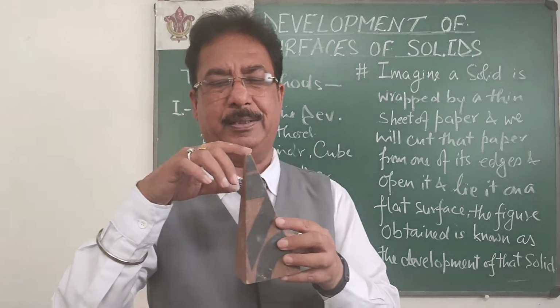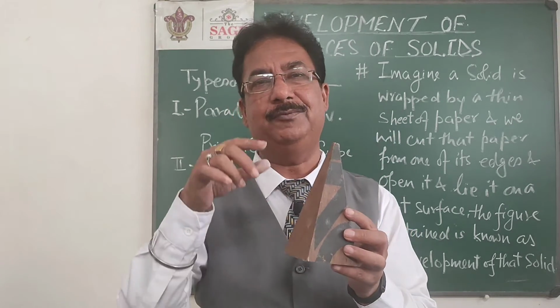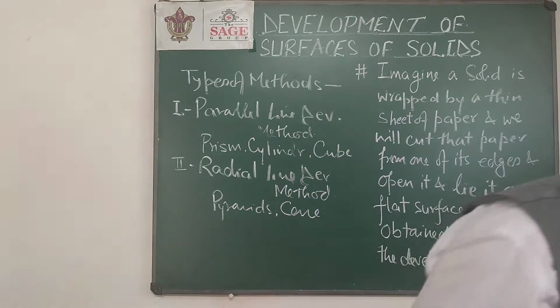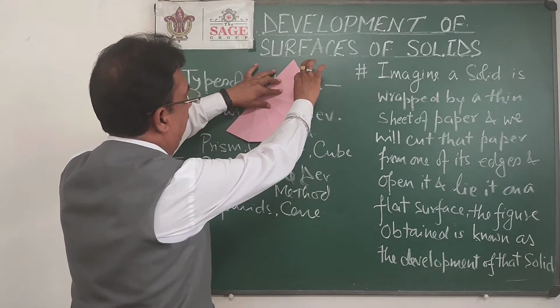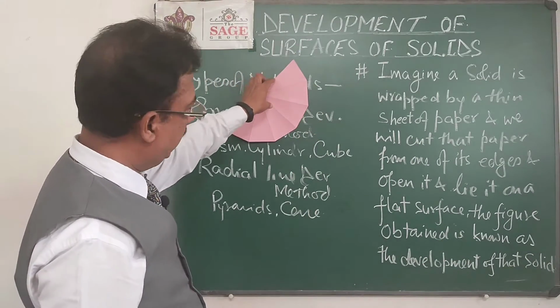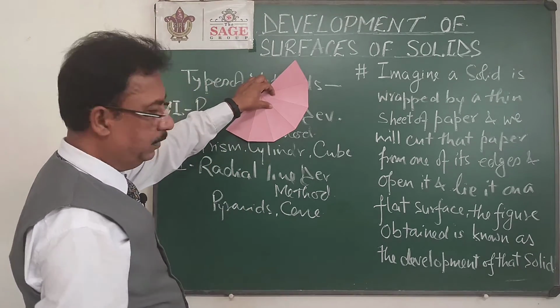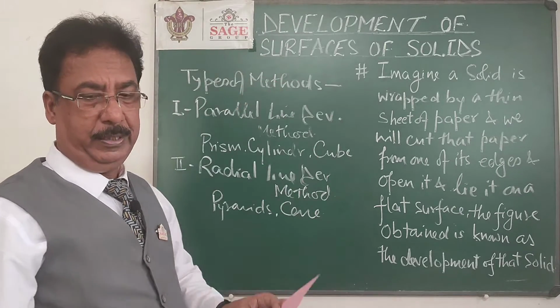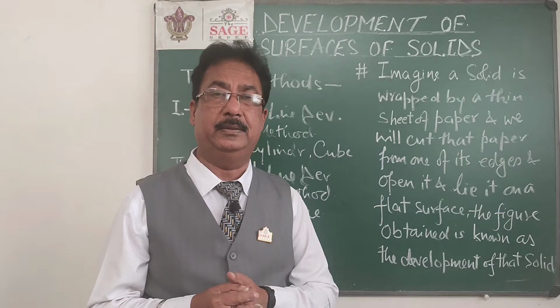So normally the method will be taking the apex as center and a radius equal to the slant edge, we will open it in the form of an arc, and later on mark these edges from the top view. As the flat surface will be lying on the VP, we will get its development.